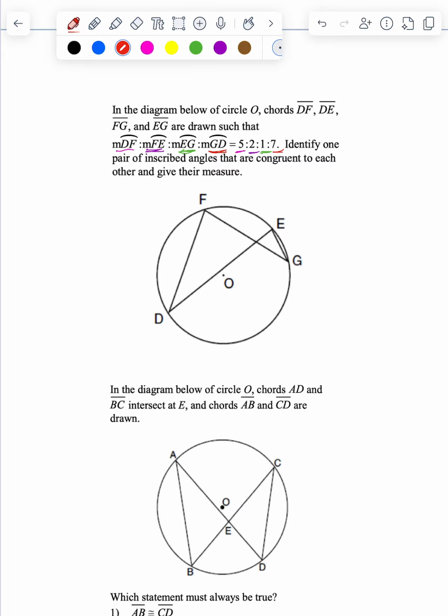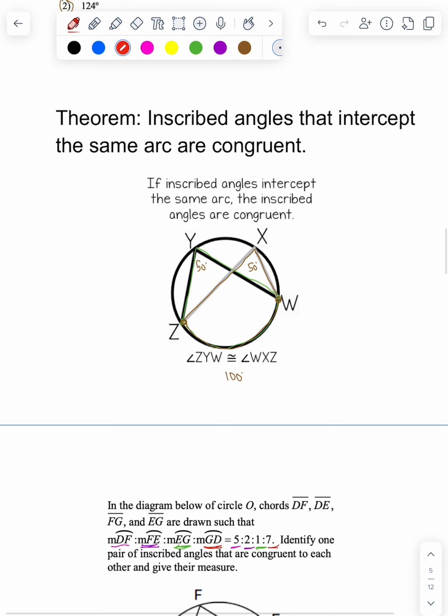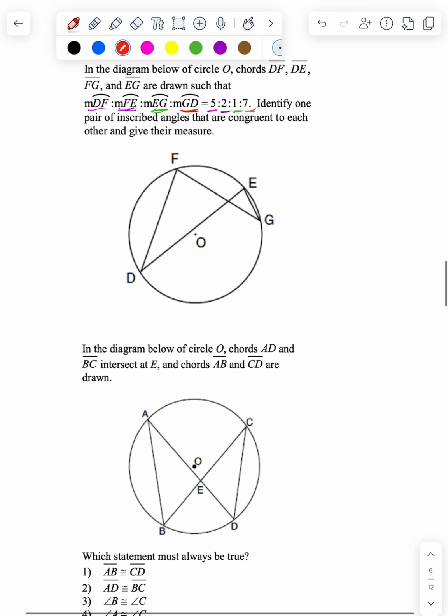Identify one pair of inscribed angles that are congruent to each other and give their measure. So before we find the measurement, let's first find two inscribed angles that would be congruent. We know from our theorem before that if inscribed angles intercept the same arc, then the inscribed angles are congruent. So let's find two inscribed angles here that open up or intercept the same arc.